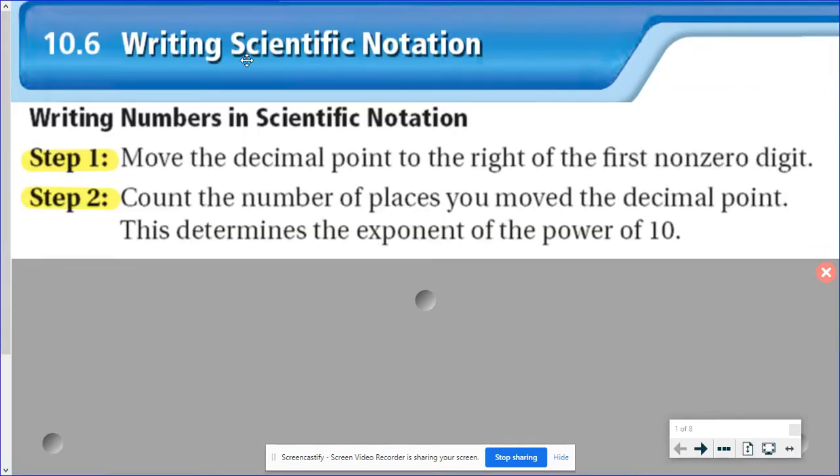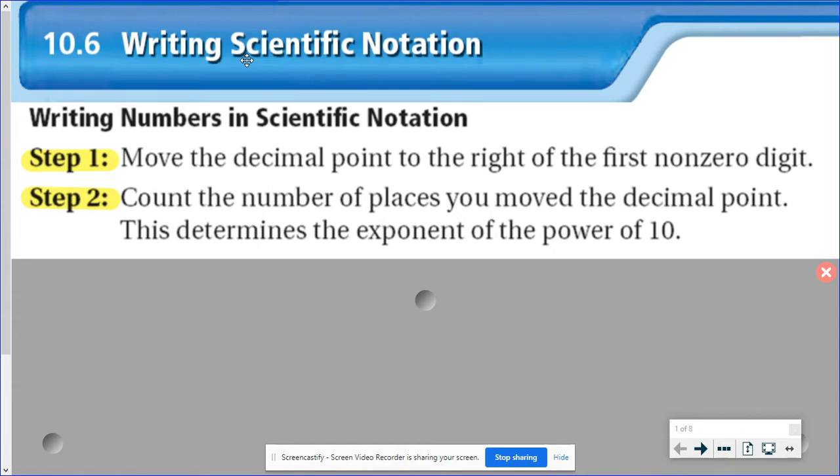Hello again, math students. Today we are still working with scientific notation, but instead of taking numbers that are in scientific notation and changing them into standard form, so reading numbers in scientific notation, now we're going to be taking numbers and putting them into scientific notation. We're going to be writing scientific notation.